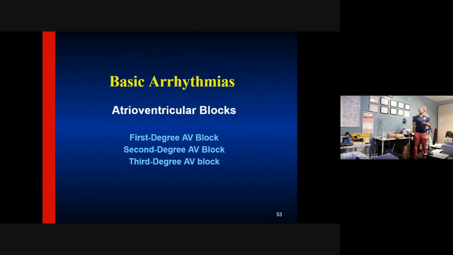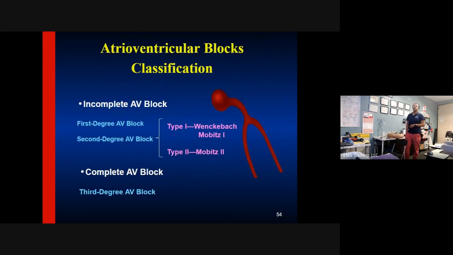All right, AV nodal blocks. We have 1st degree, 2nd degree, and 3rd degree AV nodal blocks. Your incomplete blocks include the 1st degree block. This is our type 1, Wenckebach, Mobitz 1. Our type 2, Mobitz 2, is going to be your 2nd degree AV block type 2. You can have a complete AV block, which would be a 3rd degree block, where you have no correlation between the atria and the ventricle.